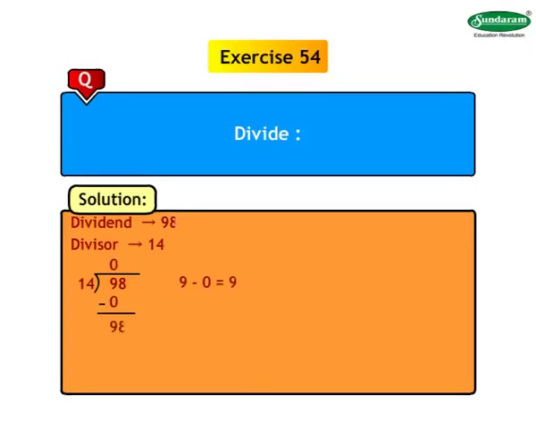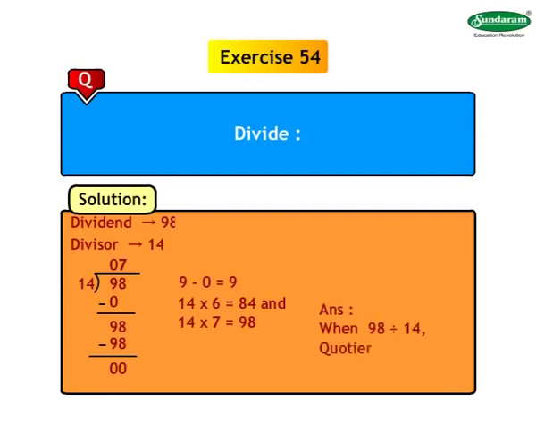Next, we write 8 in front of 9. Now, let us divide 98 into 14 equal parts. Recollect the table of 14 for this. 14 into 6 is equal to 84 and 14 into 7 is equal to 98. Thus, we can directly write 7 above the line in quotient's place and 98 minus 98 is equal to 0. Therefore, answer is when 98 is divided by 14, quotient is equal to 7, remainder is equal to 0.